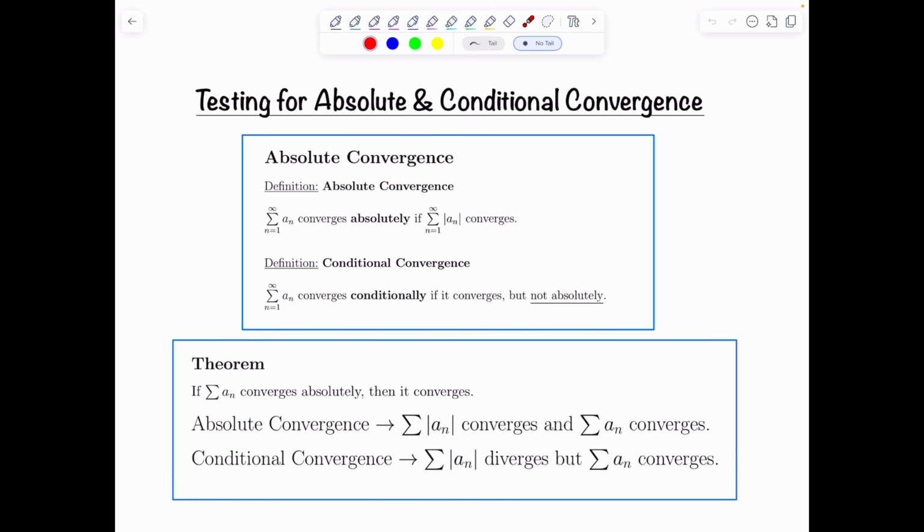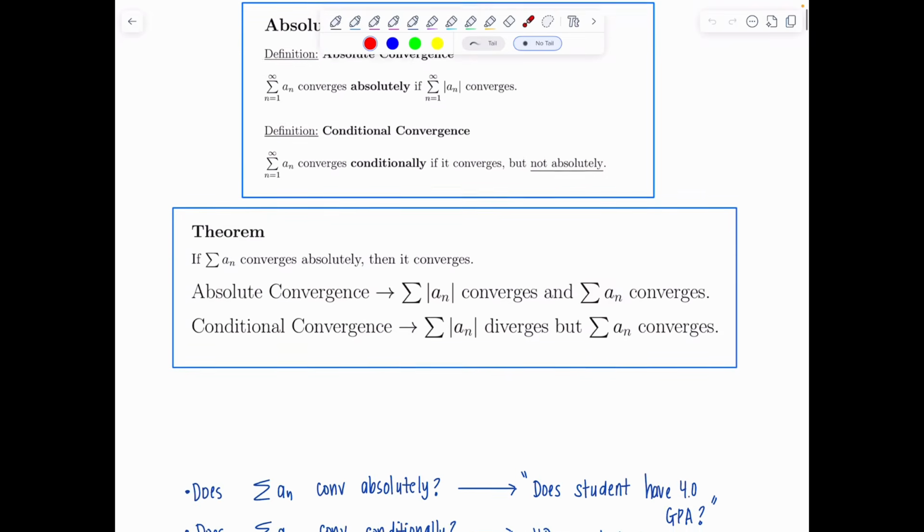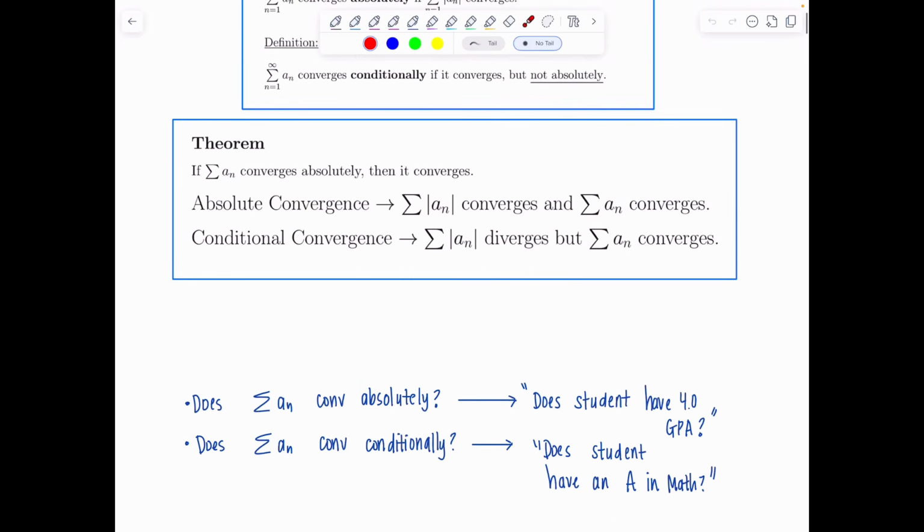I want you to pretend you're an admissions officer at a university for their math department. Yes, you're reading applications from students who want to be math majors, because who doesn't want to be a math major? So you need to answer two questions when you're looking at the applications to decide who you're going to admit. The one question you need to answer is, does the student who's applying have a 4.0 GPA? And then the other question you need to answer is, does the student have an A in their most recent math class?